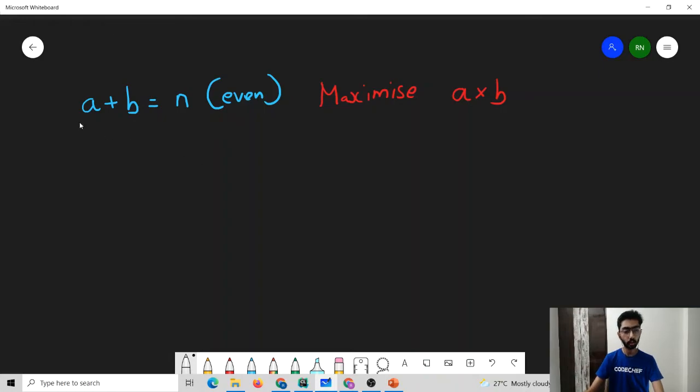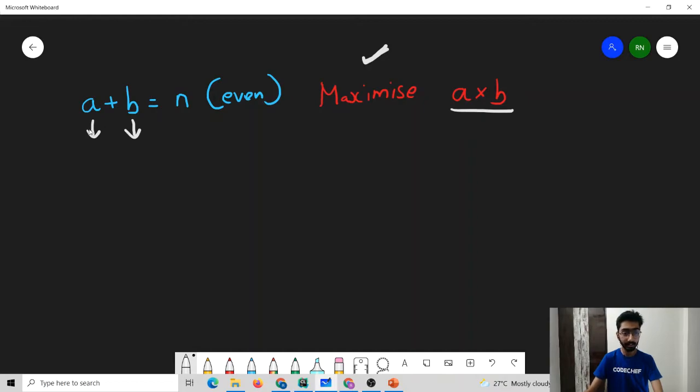Consider that there are two numbers a and b such that the sum of those two numbers turns out to be n, which is an even number. Now we have to choose a and b in such a way that the sum is still n but the value a times b is maximized. So this is an optimization problem because you need to maximize something.